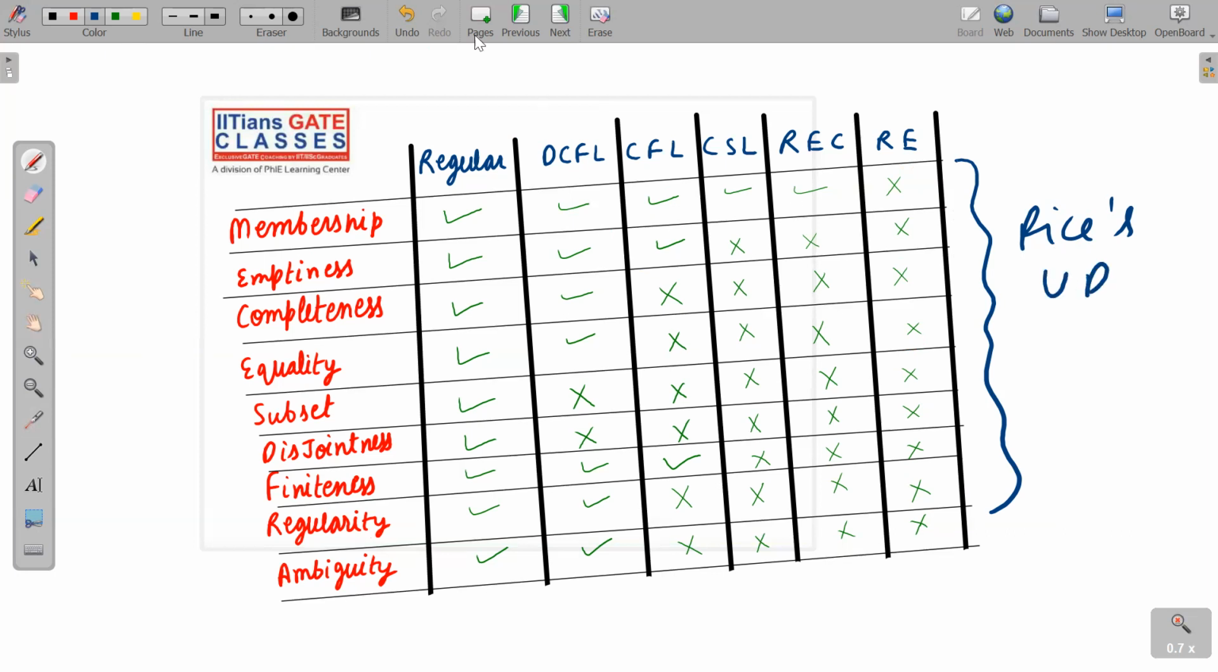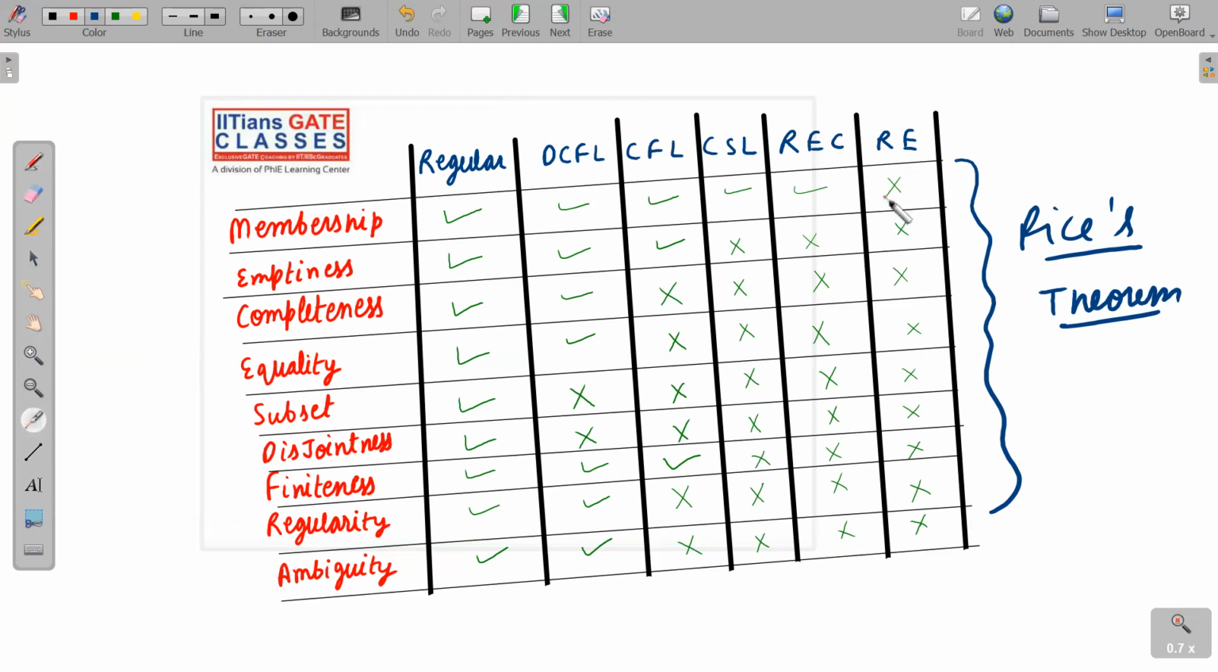undecidable. Okay, so don't worry, I will tell you Rice theorem in this lecture itself. So I will come to it. I'm just giving you a hint that this can be done by Rice theorem also, that for RE languages all these problems are undecidable.